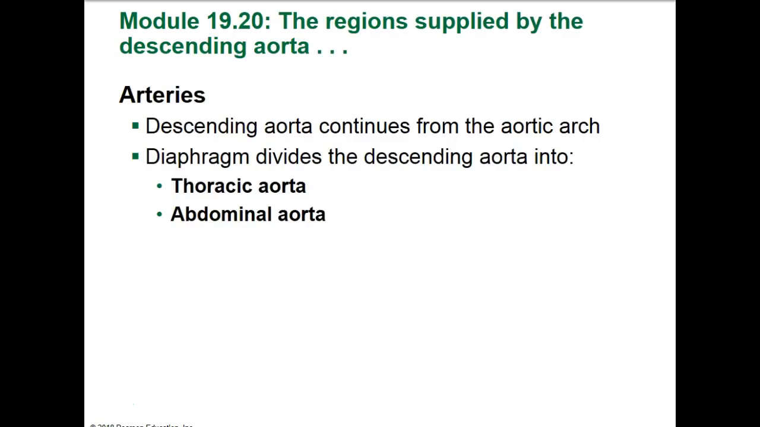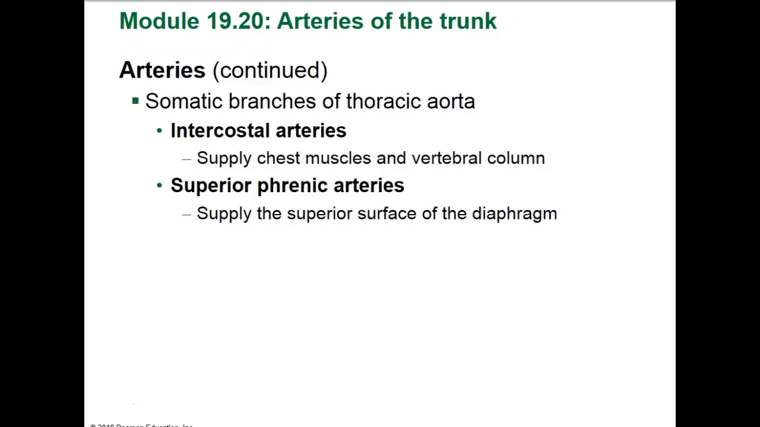Back to arteries. The descending aorta continues from the aortic arch. The diaphragm divides the descending aorta into the thoracic aorta and the abdominal aorta. And we can go to the somatic branches of the thoracic aorta, which include the intercostal arteries that supply the chest muscles and the vertebral column, and the superior phrenic arteries that supply the superior surface of the diaphragm.